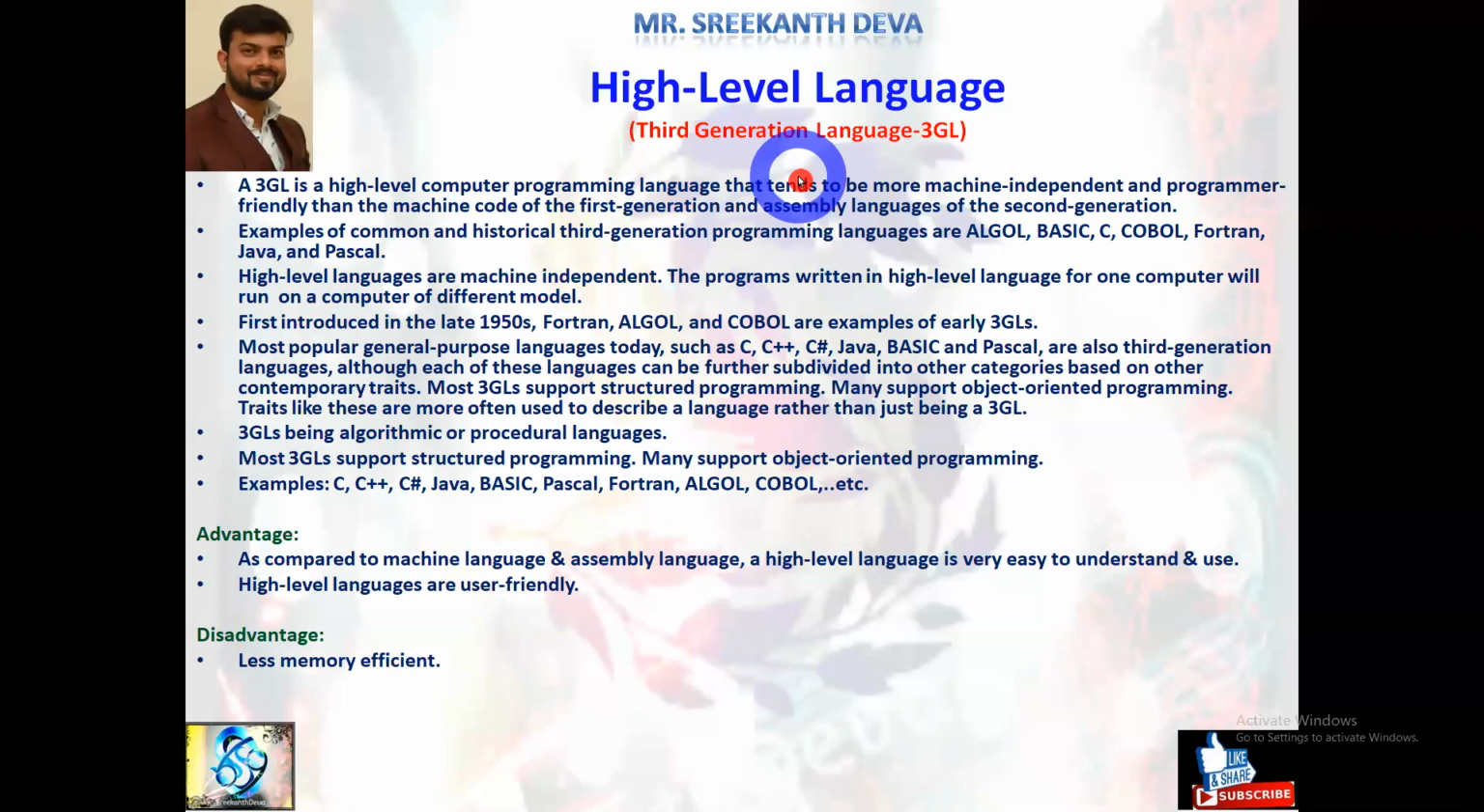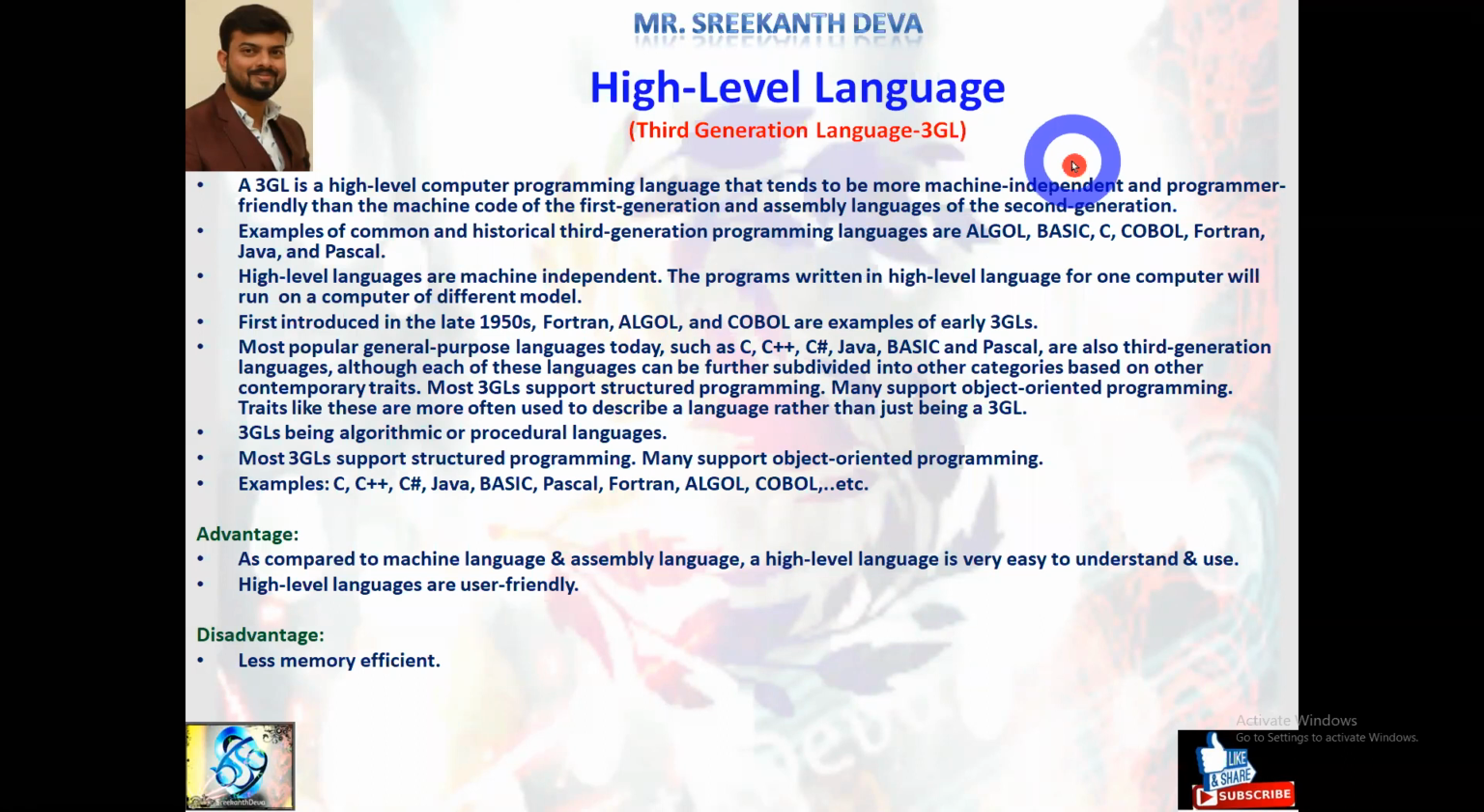The programs written in high level languages for one computer will run on a computer of a different model. High level languages are easy to learn. High level languages use common English words as their keywords, based on ASCII standards and Unicode standards. It is easier to modify and maintain programs written in high level languages. These are all the major points of third generation languages.